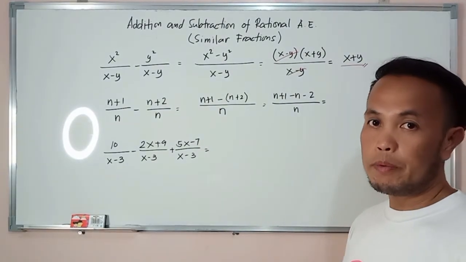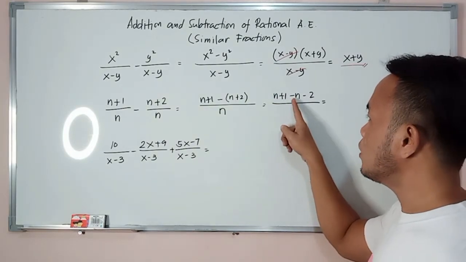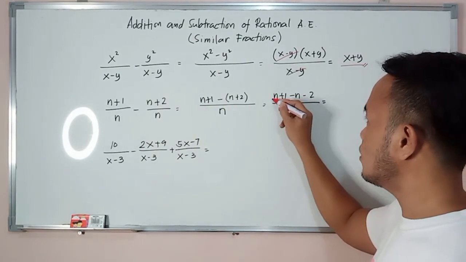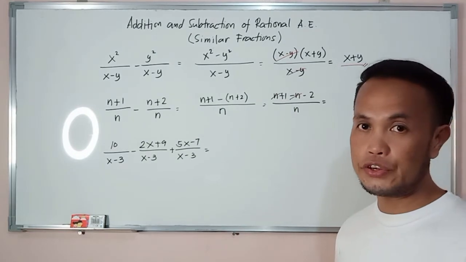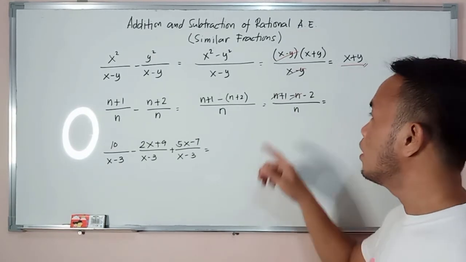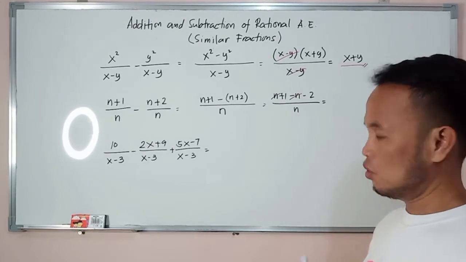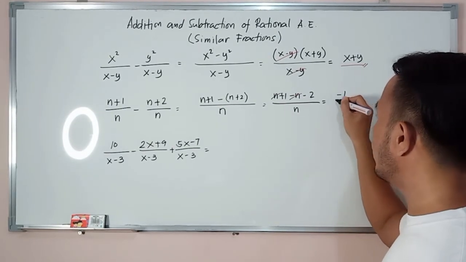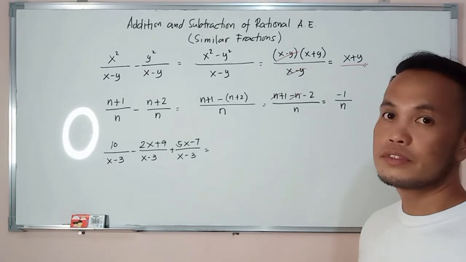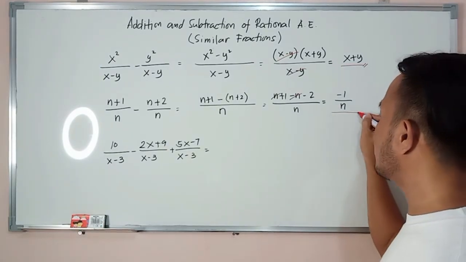Afterwards, we perform now the operation. n minus n is cancelled out because that is 0. 1 minus 2 is negative 1. So we can have negative 1 over n. So this is now our final answer.